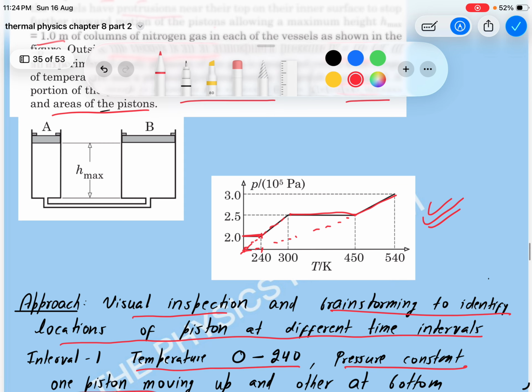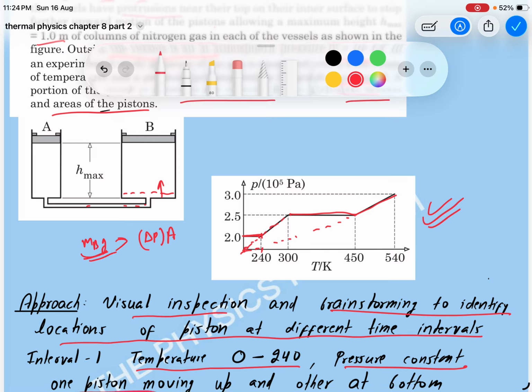So what I am thinking from all those steps is that in my first interval from 0 to 240, out of 2, because I do not know the masses, suppose B is at the lowest position. It means MB into G is more than delta P into area. Inside, gases are there, no? Delta P into area is the upward force. MB into G is the downward force, right?